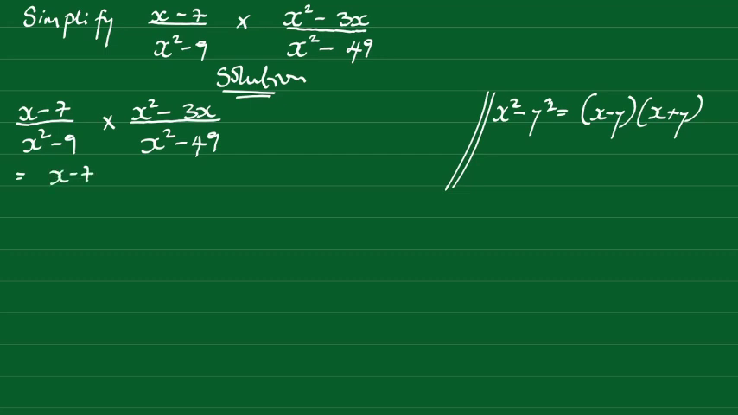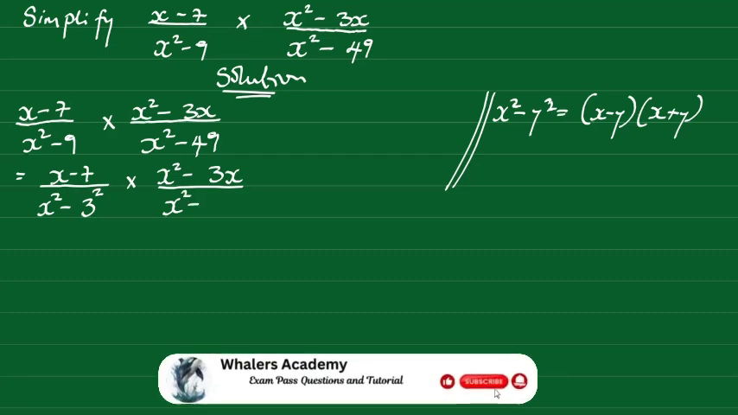(x minus 7) divided by x squared, 9 becomes 3 squared, times we have x squared minus 3x divided by x squared minus 49, which becomes 7 squared.